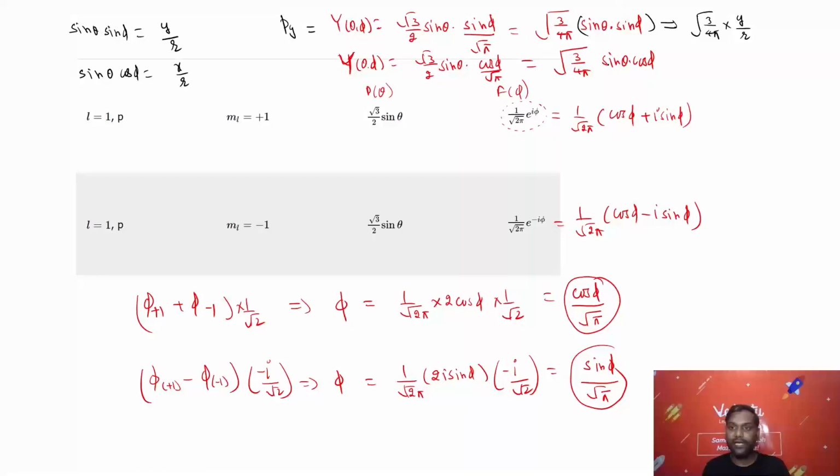And here we have sine theta cos phi, we'll be able to replace this with x upon r, so we have root 3 upon 4 pi x upon r, and r will be cancelled. We have only one variable, that is x, so this must be representing a px orbital. So from the given angular wave functions, I've just assigned which one is representing the pz orbital, which one is representing the px orbital, and which one is representing the py orbital. Okay, let us use the same method for d orbitals.